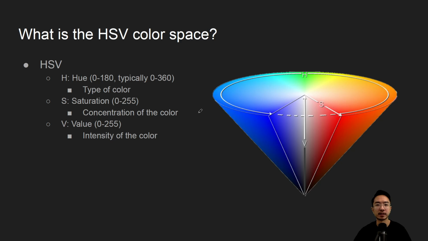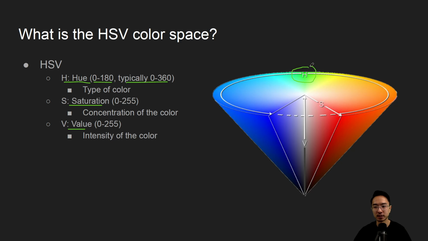So what is HSV color space? H stands for hue, S is saturation, and V is value. Typically, the hue is between 0 and 180. This is in OpenCV, but in practice, for other applications, you'll see it in 0 to 360, and that will show you the type of color.